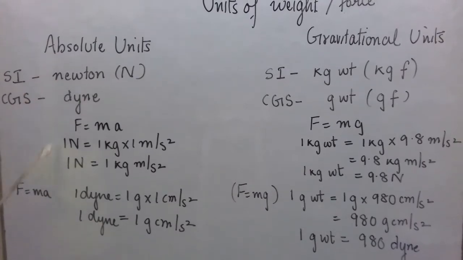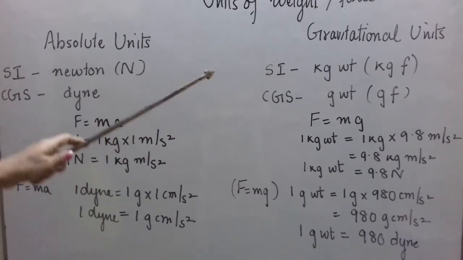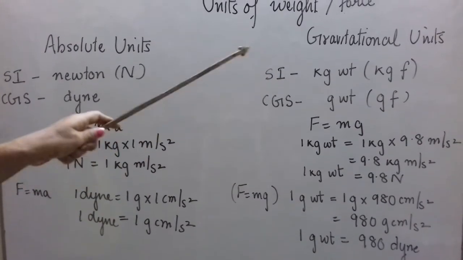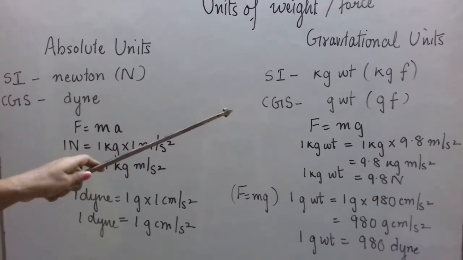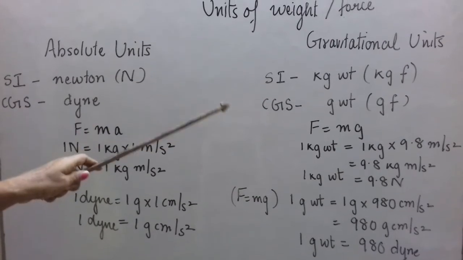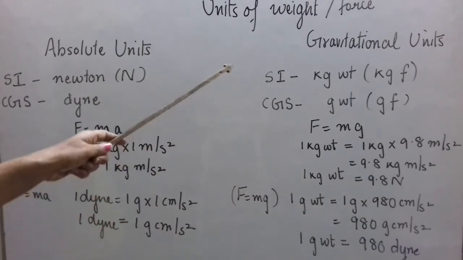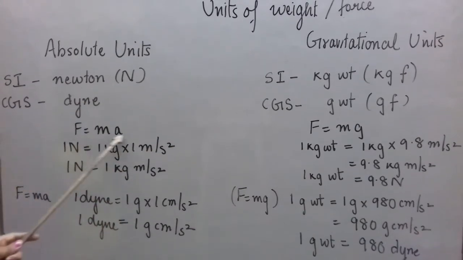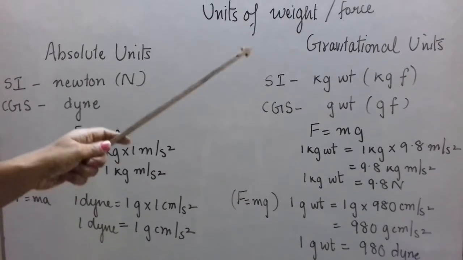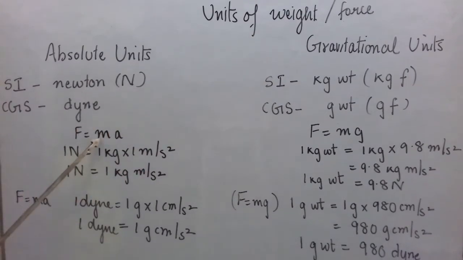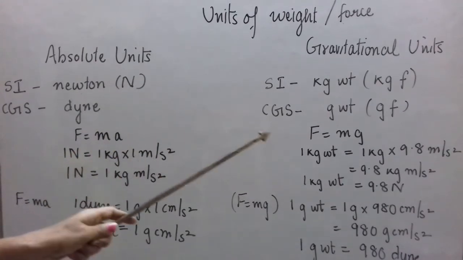Now, absolute units you already know. Let us see what are the gravitational units. As I have told you, kg weight is a gravitational SI unit and gram weight or gram force is a CGS gravitational unit of force or weight. Now, let us see their definition. To define them, we are not going to use this expression F = ma. As the name itself suggests, gravitational unit. So what we'll do, we'll use the same formula, but instead of a, we will take g.